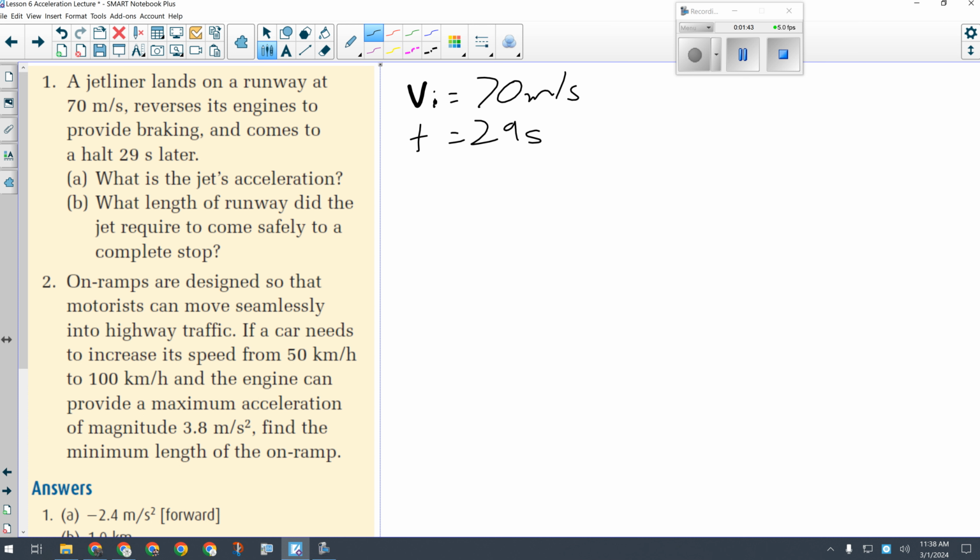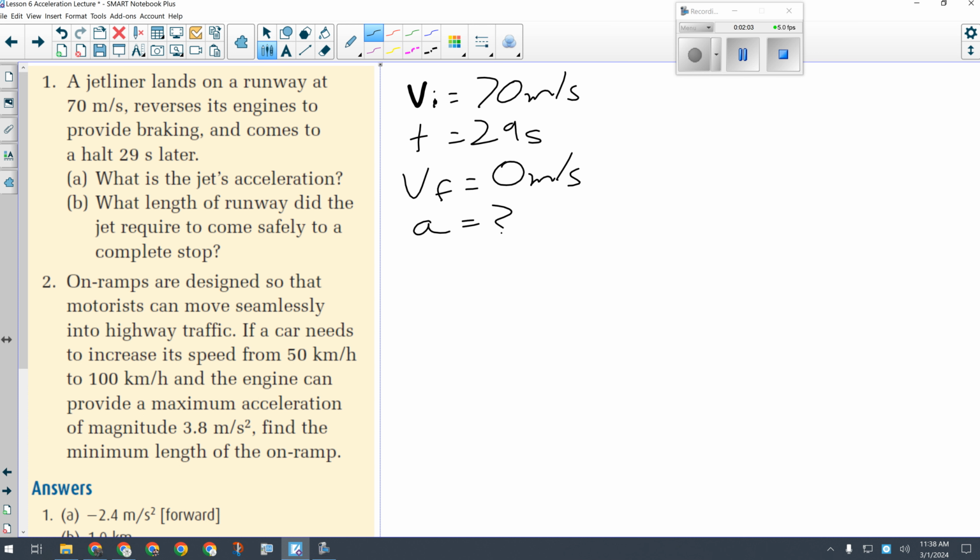What else did they give me without giving me a number? Velocity final is equal to 0. Right, velocity final is equal to 0. Again, it's just some of those little contextual clues that we have to get from the question. All right, so I know VI, I know T, and I know VF, and part A wants me to find the acceleration of the aircraft.